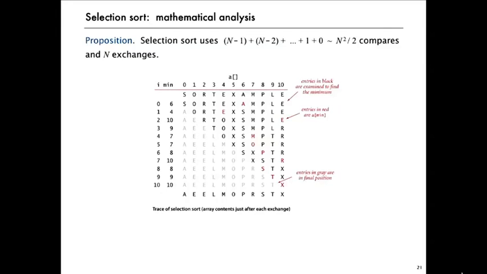Now, it's easy to develop a mathematical model for the cost of selection sort, and here's the proposition that describes that. Selection sort uses about n squared over 2 compares and exactly n exchanges. And just looking at this trace of selection sort in operation really is a visual proof of this proposition. In this diagram, the entries in black are the ones that are examined in order to find the minimum each time, with the minimum in red. Entries in gray are not touched. They're in their final position.